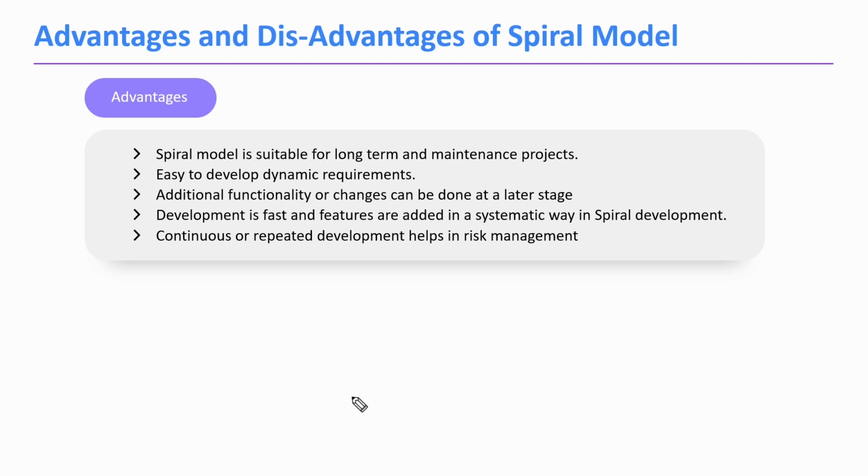Last is continuous or repeated development helps in risk management. In the spiral model, there is one quadrant that is identify and resolve risk. So whenever we develop a new requirement, for each iteration, we identify the risk associated with the requirement and we resolve those risks in each iteration.